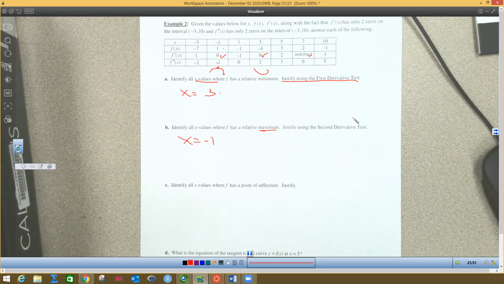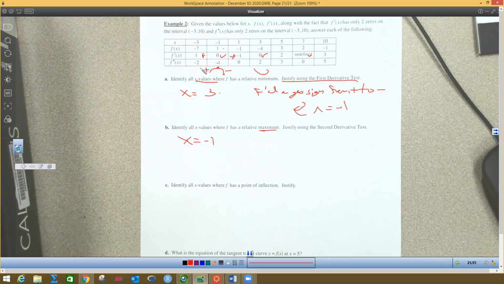I said verify this using the first derivative test. Well, we know this is a critical number. And what does this say about the slope to the left? That is a positive slope, and the slope to the right, that is negative. So the slope changes. F prime changes sign from positive to negative at x equals -1.